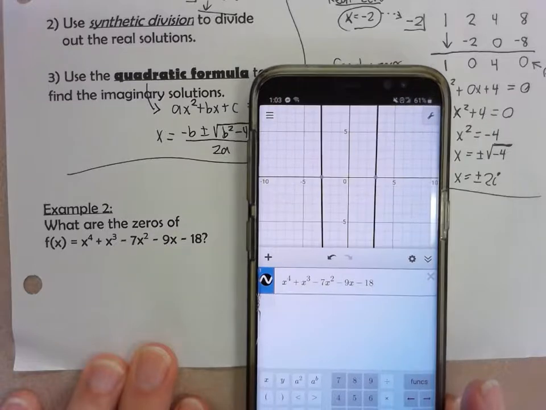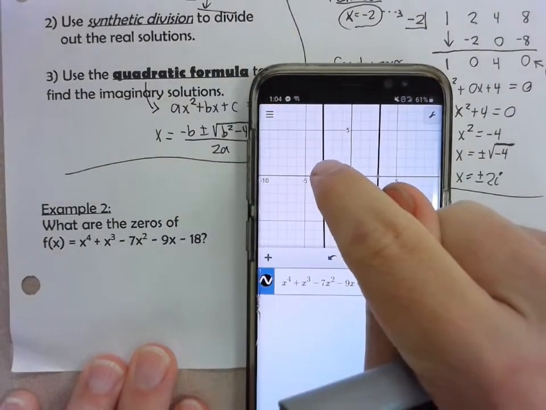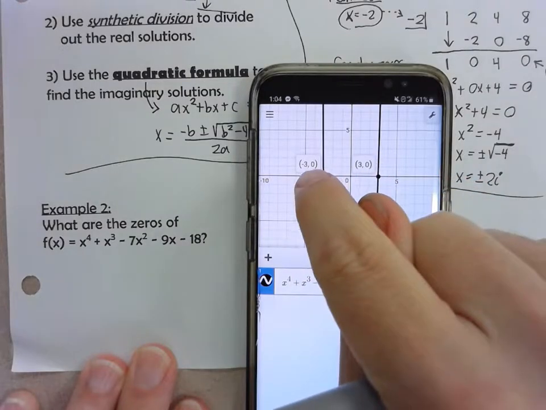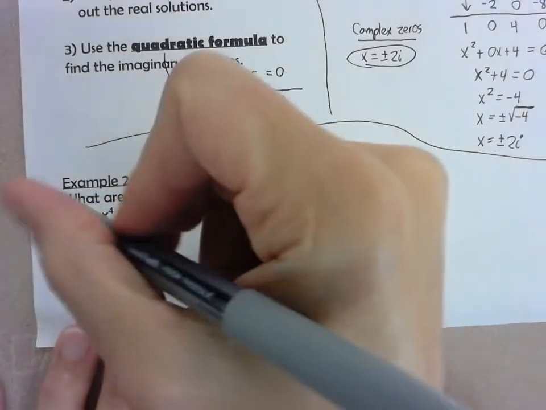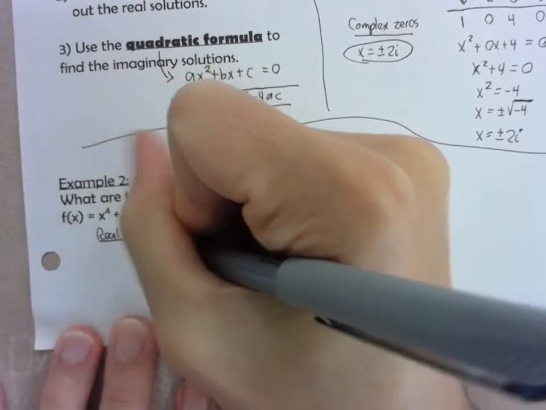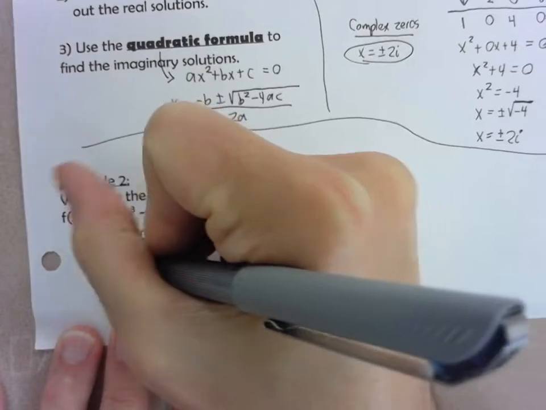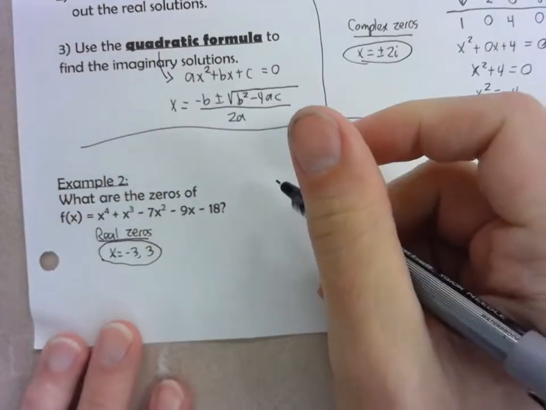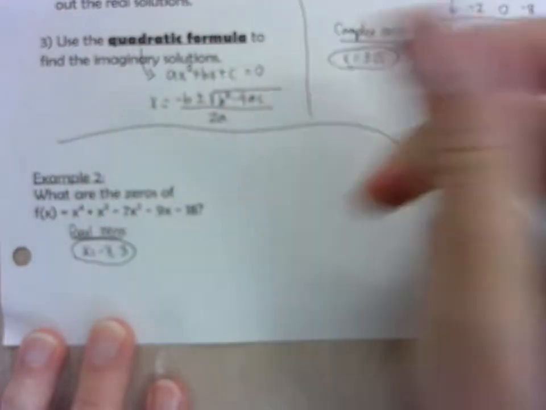Okay, I plugged this into my Desmos, and I'm going to hit those points where it hits the x-axis. And it looks like it's at negative 3 and positive 3. So I'm going to jot those real zeros down. Go ahead and circle that, since those will be 2 of my solutions. For my other solutions, I'm going to use synthetic division. It doesn't matter which one of these you use first, so just pick one. In this case, I'll pick negative 3 first.